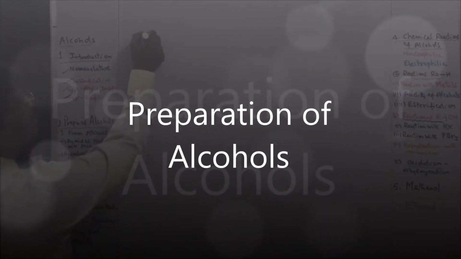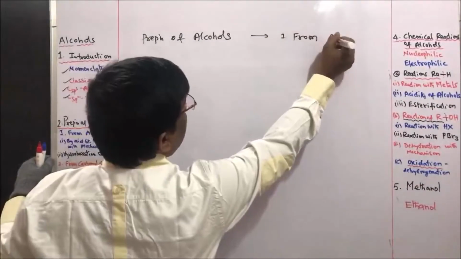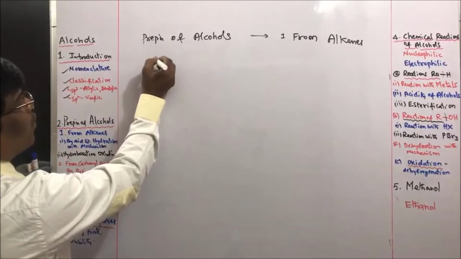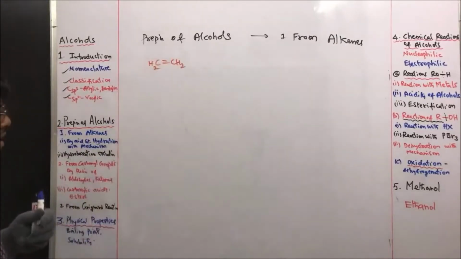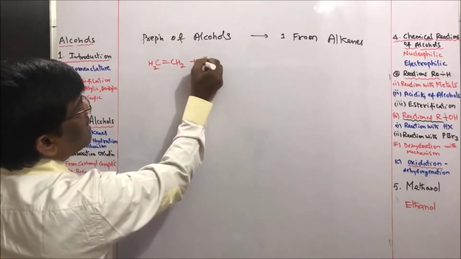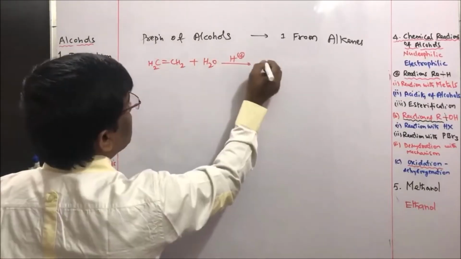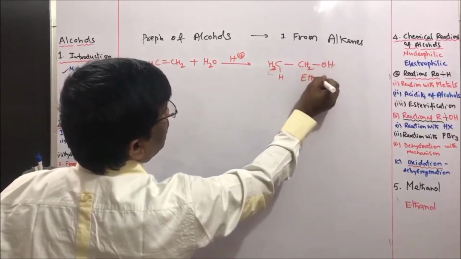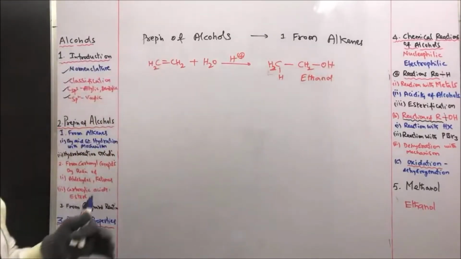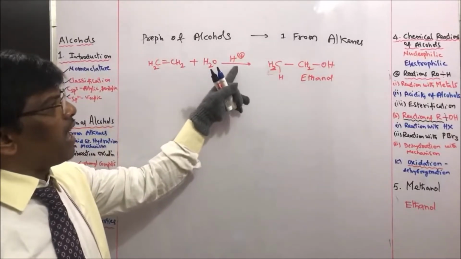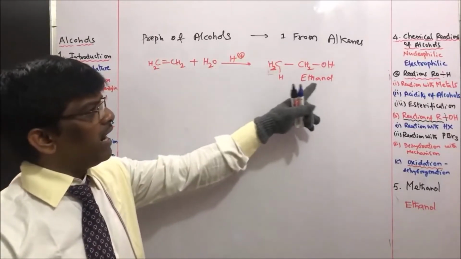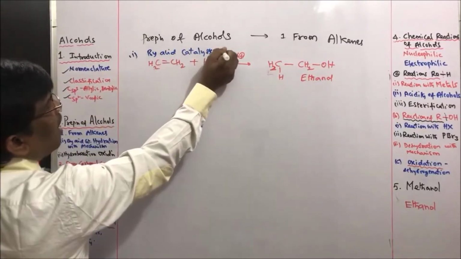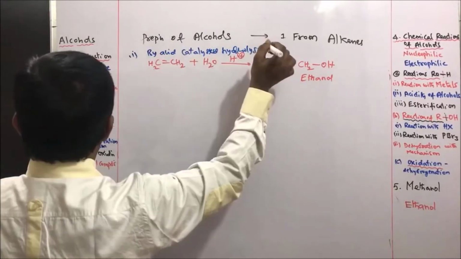Preparation of alcohols. The usual method is from alkenes. Alkenes are the compounds having a double bond. For example, let us take ethylene. Upon hydration in presence of acid, it is going to give ethanol. So hydration of alkenes in presence of catalytic acid, we are going to get alcohols. We can prepare alcohols by acid catalyzed hydration of alkenes.